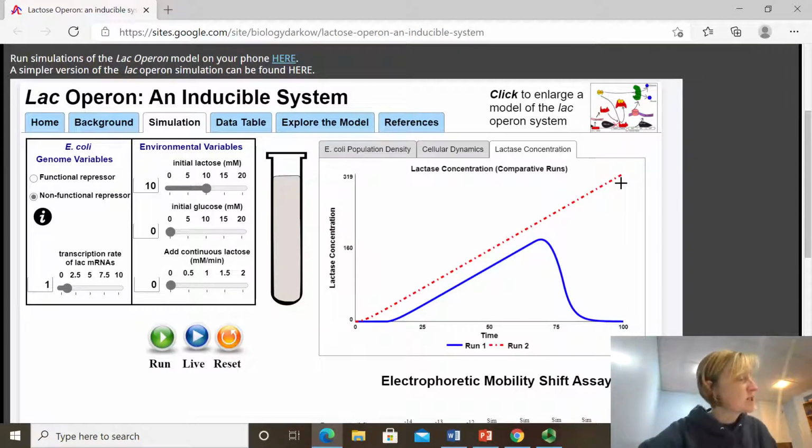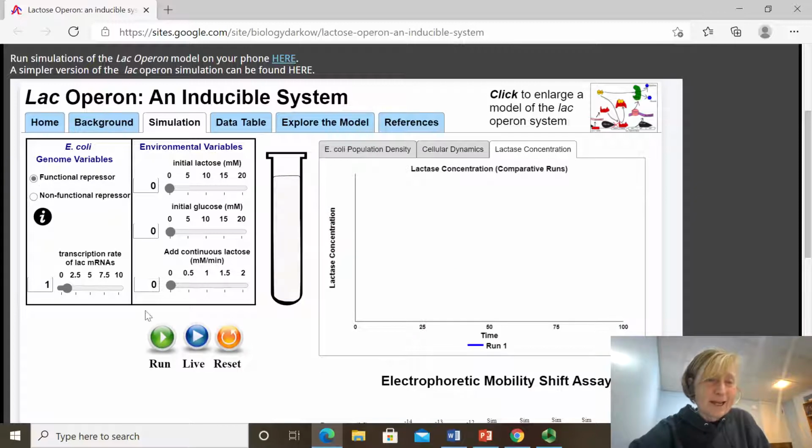Okay. Question number 2 says, in this simulation, we set the initial lactose concentration to 10 millimolar instead of 0. Why did we do this? Well, if we don't have lactose, let's just run this system. Let's redo this. Reset everything and run it with no lactose.